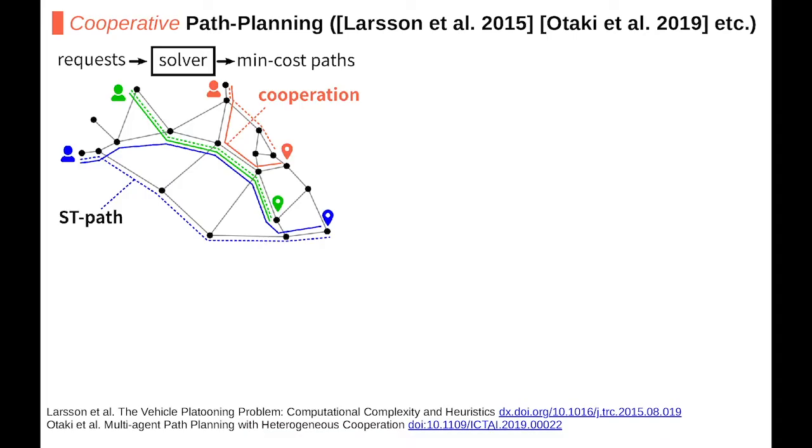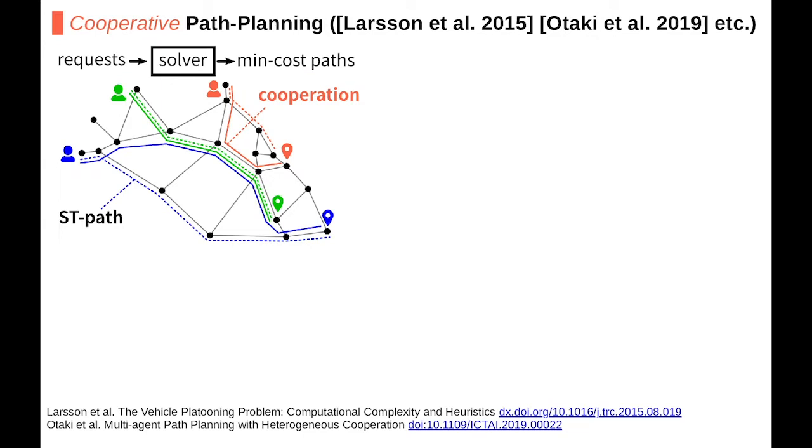So we are studying a path planning problem class called Cooperative Path Planning. Let us see the first figure. The input of the problem is a set of requests on a graph. The output is the set of paths that minimize some objective function. For example, we try to minimize the total travel cost of all requests.